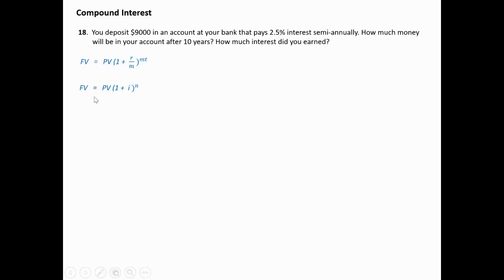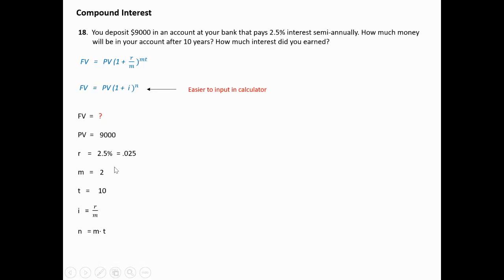This is my formula, right? So there's 7 things that you have to keep account of, right? Here are my 7 things. So here, guys, we're looking for the future value. So the 9,000 is the present value that you put in. My R will be 2.5%, which will be 0.025. My M, right, is compounded semi-annually, which will be 2. My T will be 10.